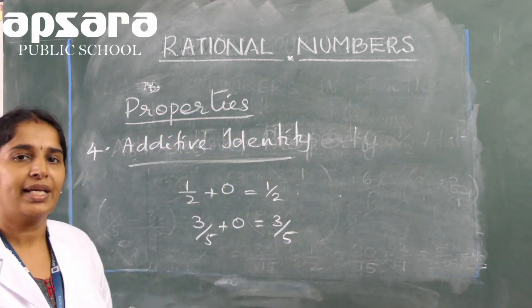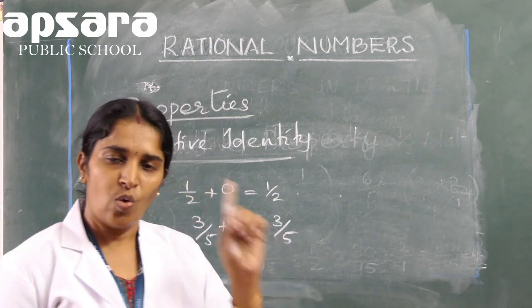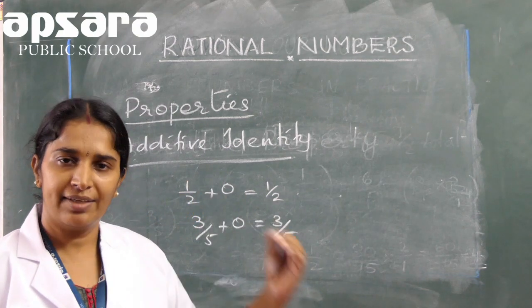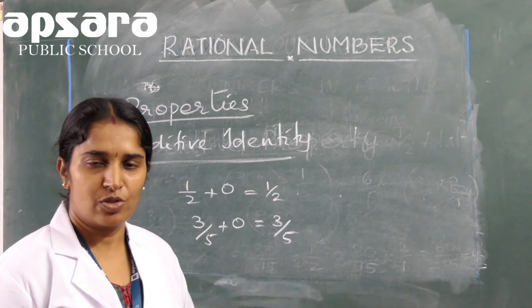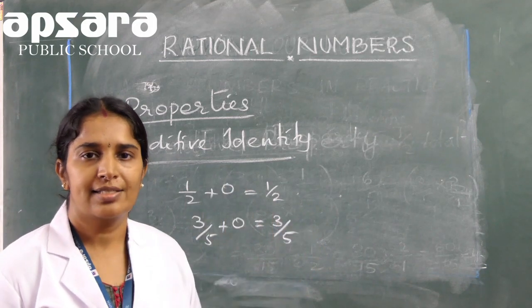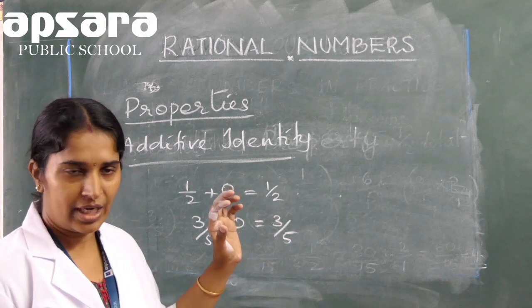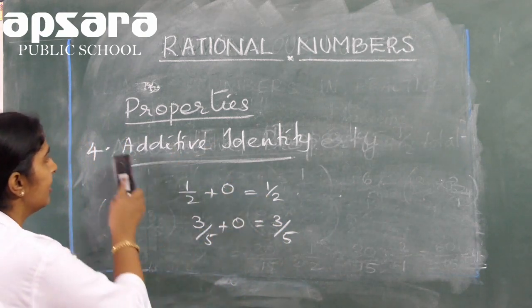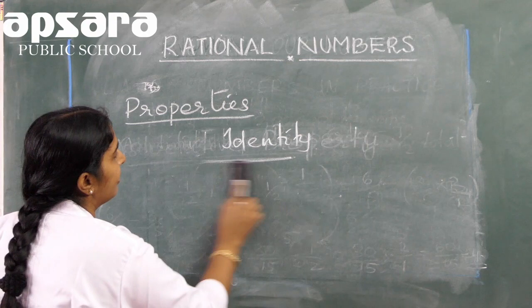And which is the multiplicative identity for rational numbers? 1 is the multiplicative identity for rational numbers. When you multiply a rational number by 1, you will get the product as the same rational number. Okay? So after additive identity, it is multiplicative identity.